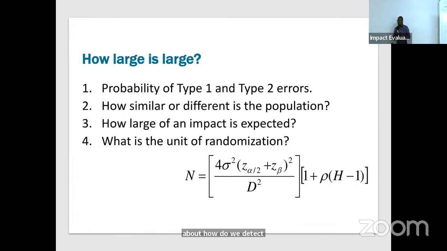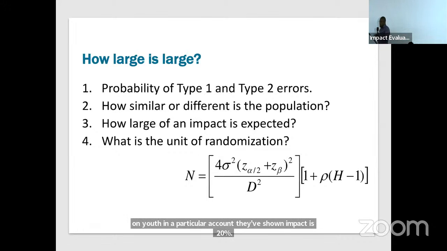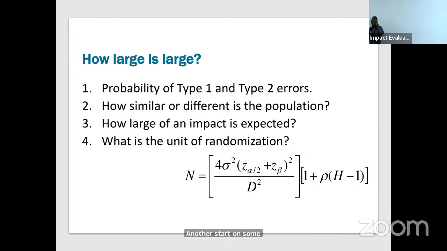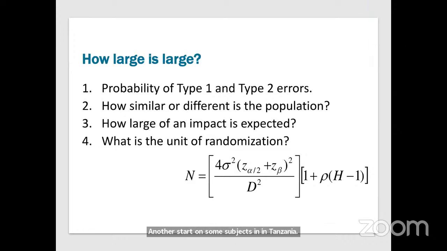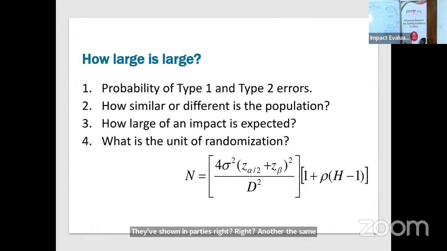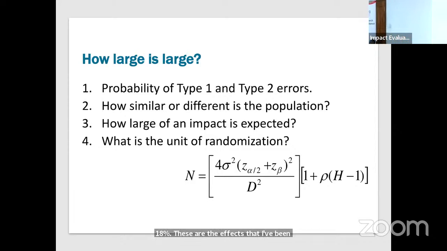How do we know? For example, if you're doing a study others have done, okay? A study on youth in a particular county has shown impact is 20%. Another study on the same subject in Tanzania has shown impact is 30%, right? Another, the same study in Rwanda, has shown 15%. Another study in the same county in Kenya, 18%. These are the effects that have been documented in other studies. You want to do a similar study, you need to anticipate what the impact would be. I don't think you will come from nowhere and say my impact will be 100%. People look, you are crazy, right?